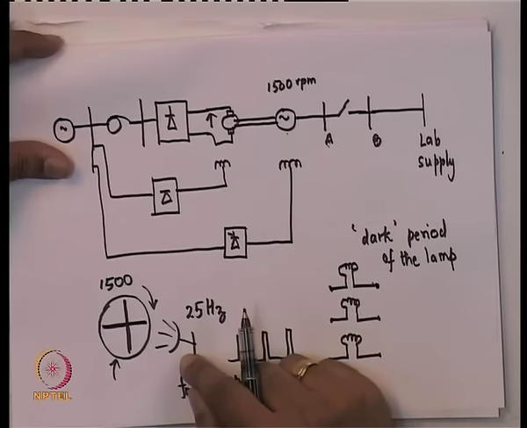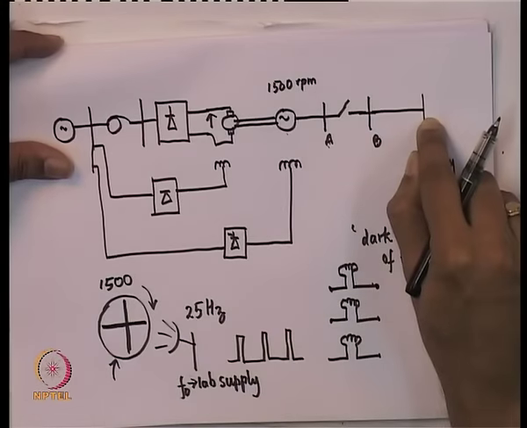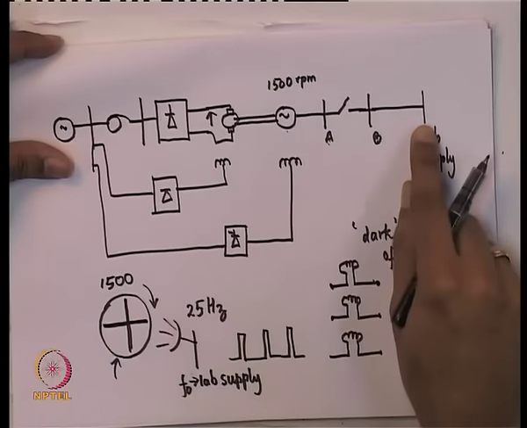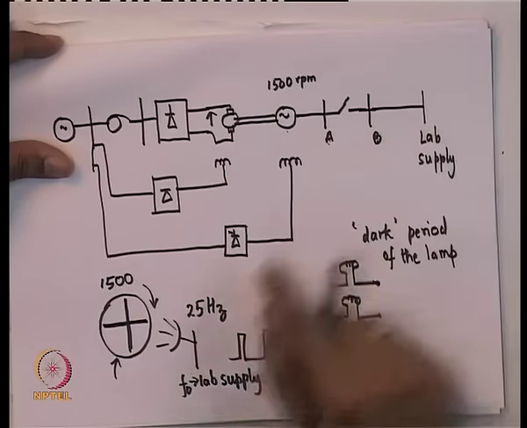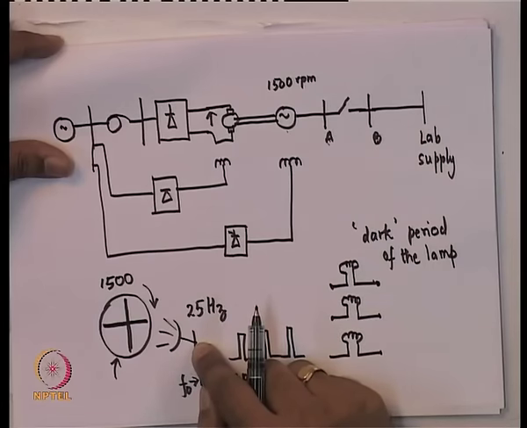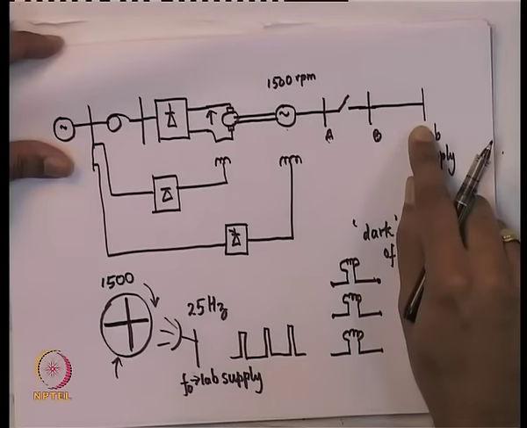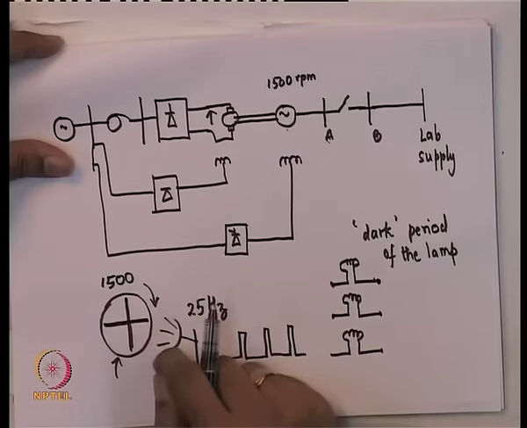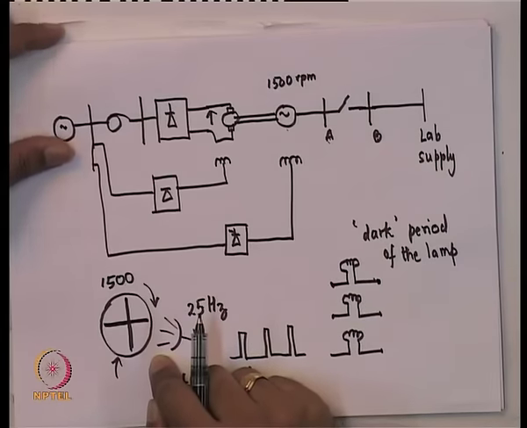So, I will arrange so that this stroboscope is flashing very narrow pulses of light at the same frequency as this lab supply. In fact, since this is a 4-pole machine, I will be reducing the frequency by half and making it flash at 25 hertz, that is, half of the laboratory frequency. So, this is something you will notice in this experiment.